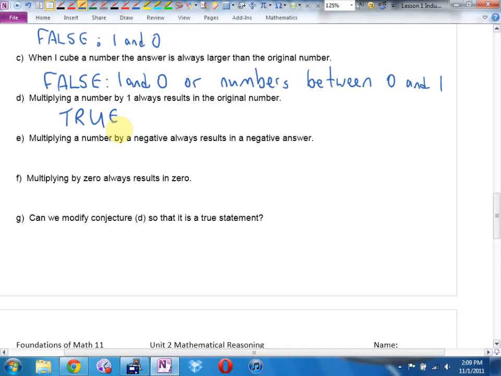E. Multiplying a number by a negative always gives you a negative. Sam? False? Convince me. False. Our counterexample. Have I showed you my abbreviation for the word negative? Because I don't like writing out N-E-G-8. My abbreviation for the word negative is a minus sign and a V-E. You know what my abbreviation for positive is? A plus sign and a V-E. Negative times negative equals positive. You see, I can't go minus times minus equals plus, because to me, that could be a subtraction or a negative sign.